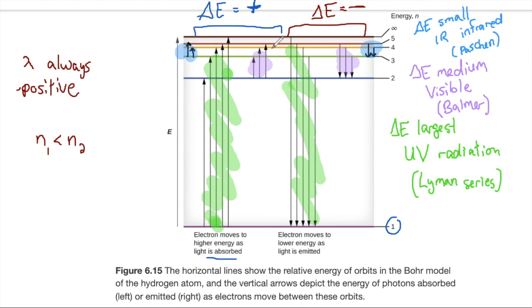So these arrows highlighted in blue are the smallest energy changes. Those are in the infrared region. The photons being emitted or absorbed have less energy than visible light. They're in the infrared, and that is called the Paschen series.